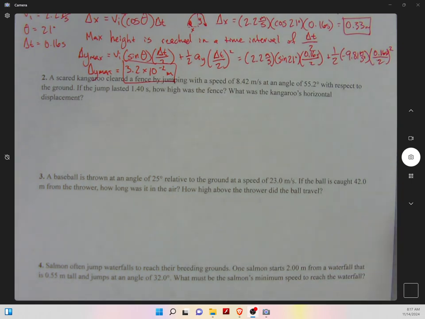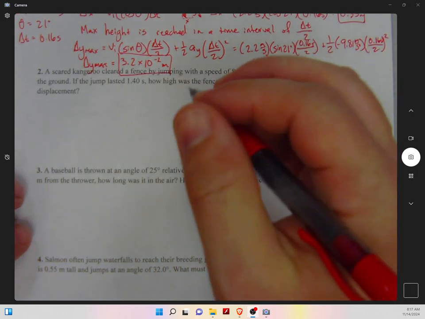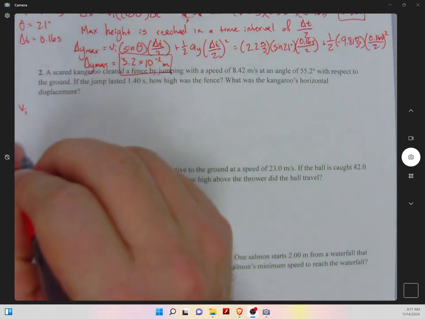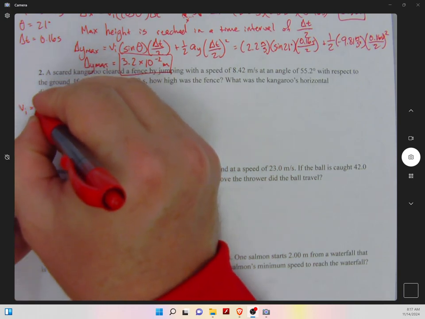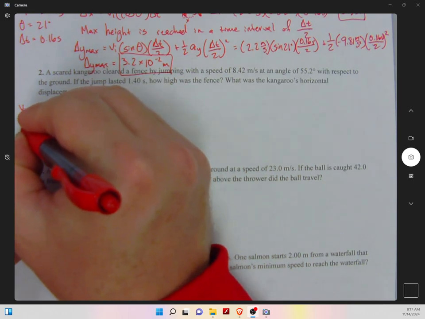Number 2, a wonderfully contrived question. A scared kangaroo cleared a fence by jumping with a speed of 8.42 meters per second at an angle of 55.2 degrees. So some stuff that I already know: initial velocity was 8.42 meters per second. Angle 55.2 degrees.